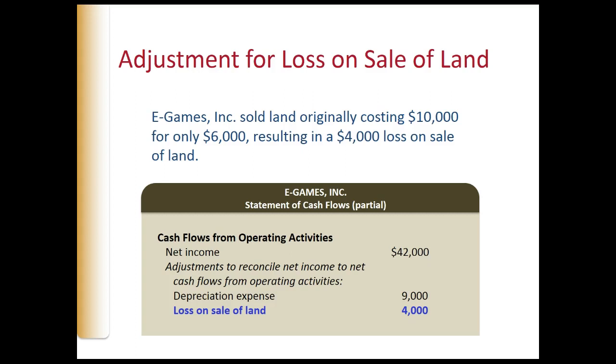Again, think it through. Because we had a loss on the land, that decreased our net income. So to flow from net income to cash flows from operating activities, since that decreased our net income, we need to add it back.